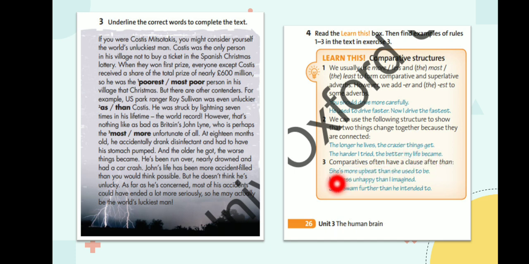For example, she is more upbeat than she used to be. She is less unhappy than I imagined. John swam further than he intended to.